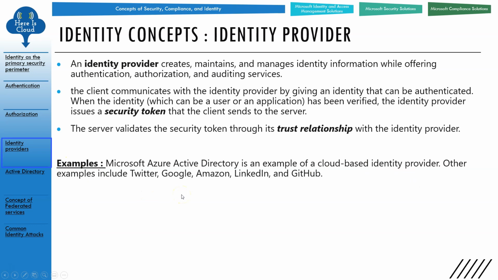So they are acting as an identity provider. Thing to remember here is that there is a trust relationship. This kind of question comes. The server validates the security token through its trust relationship with the identity provider. So a server that is providing the service and the identity provider share a trust relationship, an agreement, so that they can be used to identify the user for some other server. So we should know this kind of question can come.